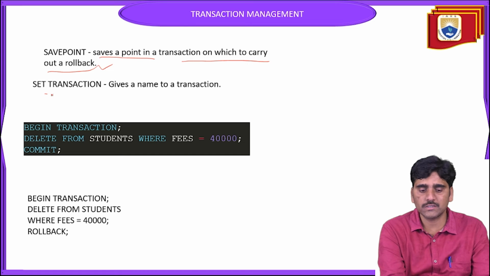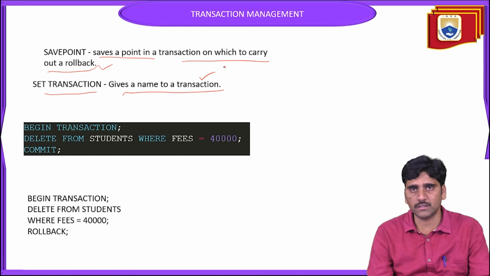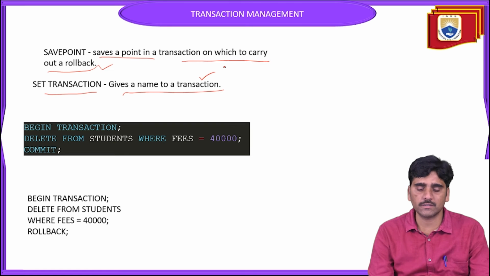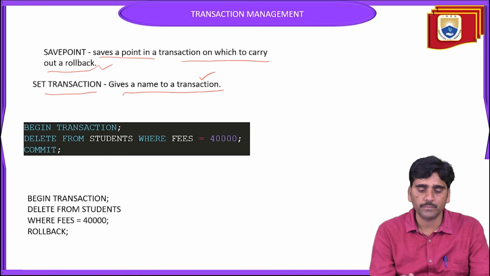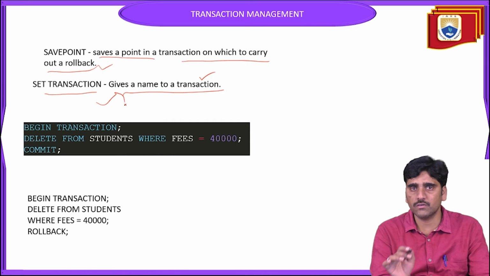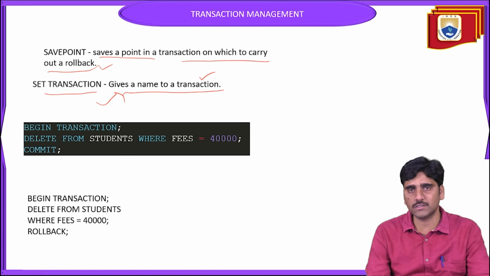And the next one, set transaction. It gives a name to the transaction, whether the particular transaction is for withdrawing cash or for depositing cash. That is the transaction you are going to set. And to do all these transactions, you can use some of the following syntaxes.